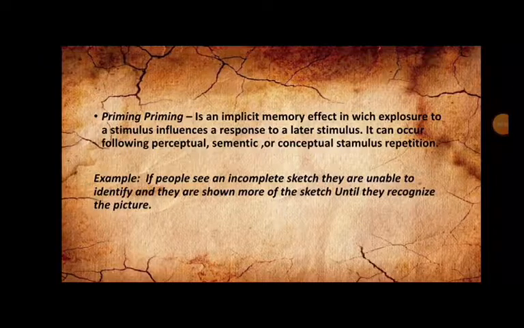Priming is an implicit memory effect in which exposure to a stimulus influences the response to a later stimulus. It can occur following perceptual, semantic, or conceptual stimulus repetition. An example of priming is when people see an incomplete sketch they are unable to identify, and they are shown more of the sketch until they recognize the picture.